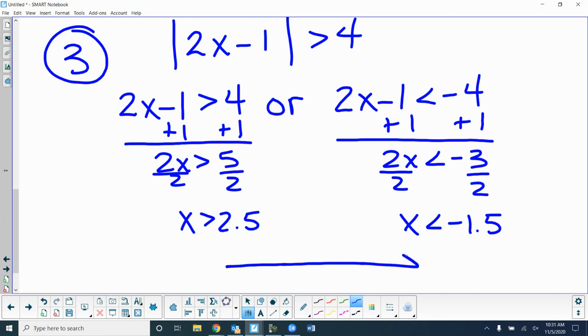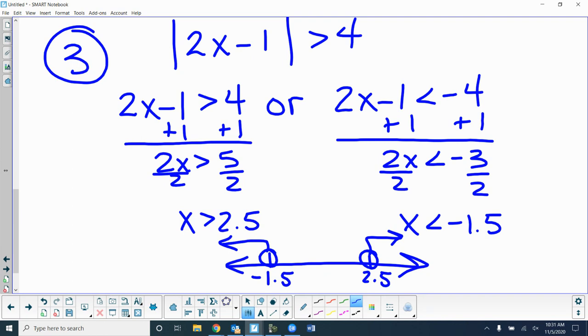So when we graph it, -1.5 to the left and 2.5 to the right. There's no equal to, so they're both circles. Greater than 2.5 is to the right of it. Less than -1.5 is to the left. So that's usually what happens with the ORs. They go out in the opposite direction.